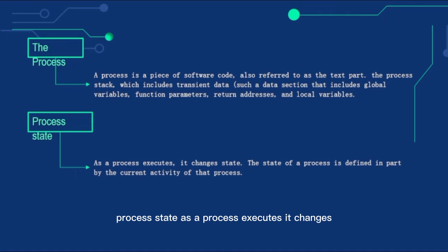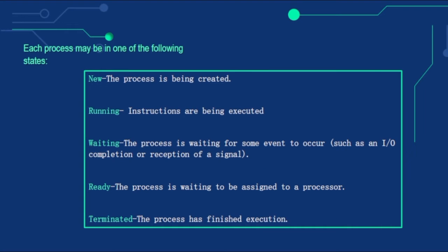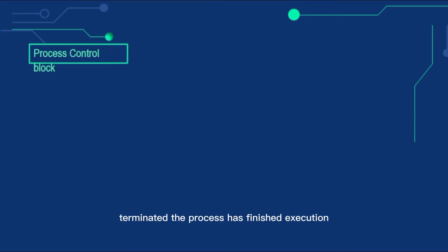Process state. As a process executes, it changes state. The state of a process is defined in part by the current activity of the process. Each process may be in one of the following states: New, the process is being created; Running, instructions are being executed; Waiting, the process is waiting for some event to occur, such as I/O completion or reception of a signal; Ready, the process is waiting to be assigned to a processor; Terminated, the process has finished execution.